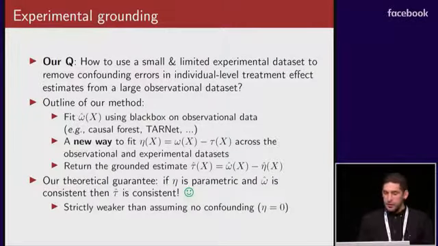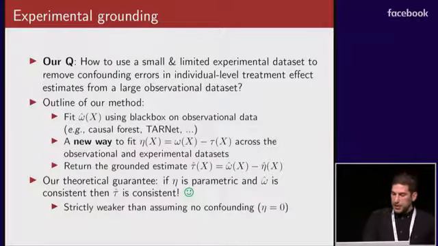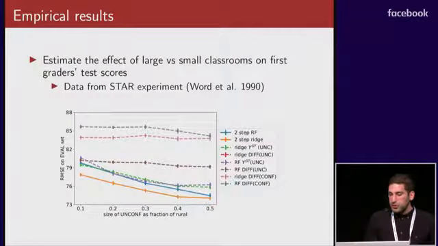The main theoretical result in our paper is a guarantee that says that if eta is in a finite parameter class, and if omega is consistently estimated, then tau hat will be a consistent estimator. This assumption that eta is parametric is strictly weaker than assuming that there is no confounding, which would assume that eta is precisely 0. We applied our method to an educational data set. Looking at data from the STAR experiment, we tried to estimate what would be the effect of large versus small classrooms on first graders' test scores. Our method, here in blue and in orange, outperforms the other ones.